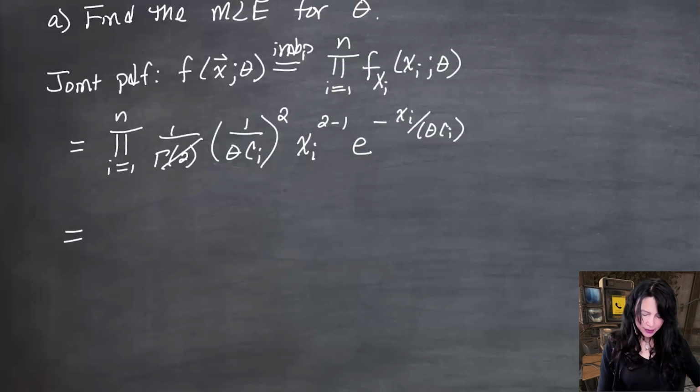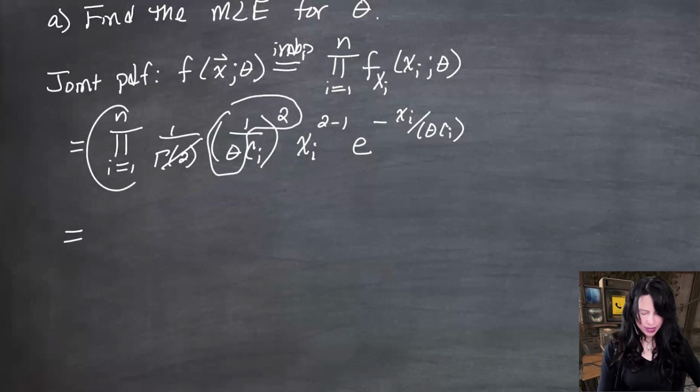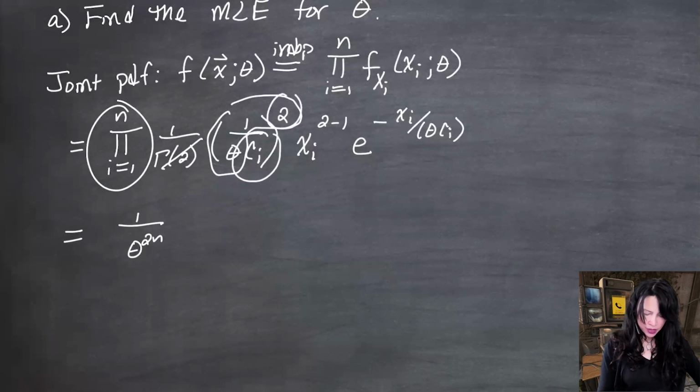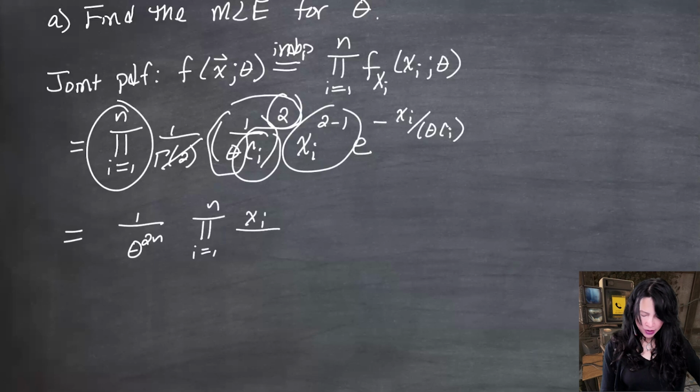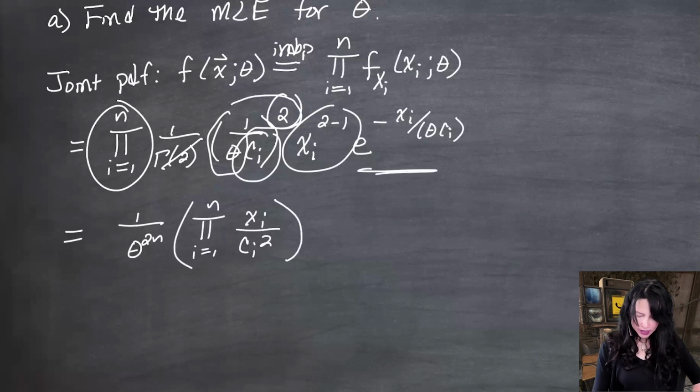And we get, look at these terms here. I've got a 1 over theta squared appearing in each of the n terms in this product. So I've got a 1 over theta to the 2n. Okay, so now I'm going to deal with the ci squared and the xi to the first power. I'm just going to write this as the product as i goes from 1 to n of xi over ci squared. And now I'm going to take the product of this, which is going to be e to the minus the sum of all of these.